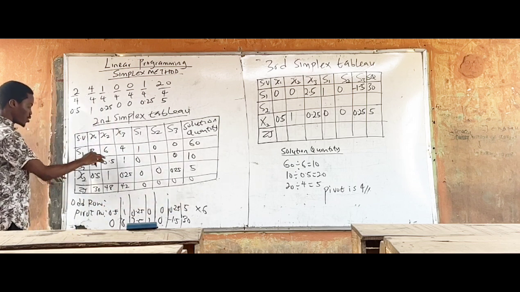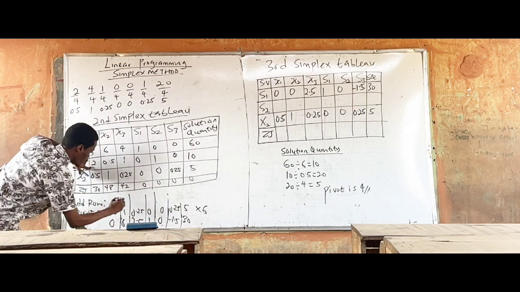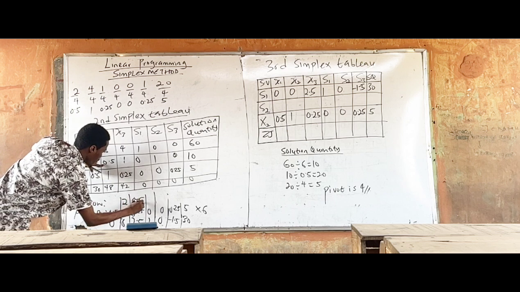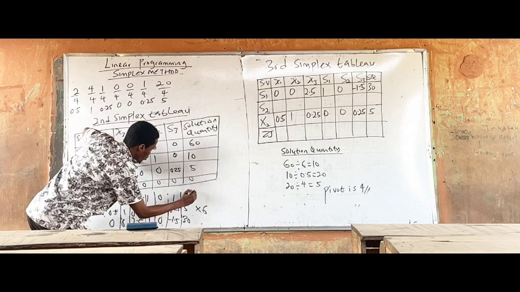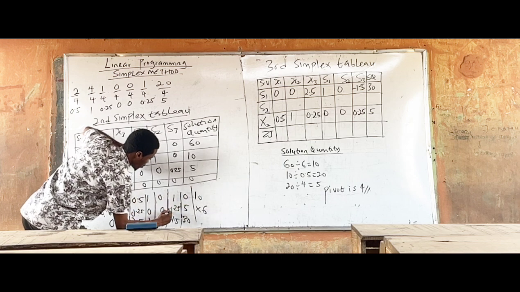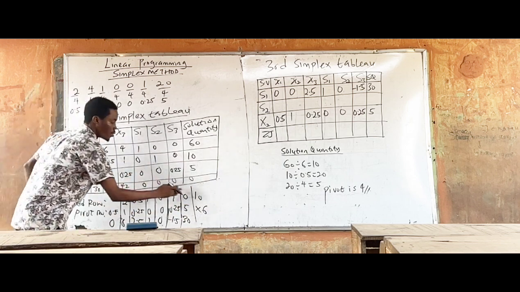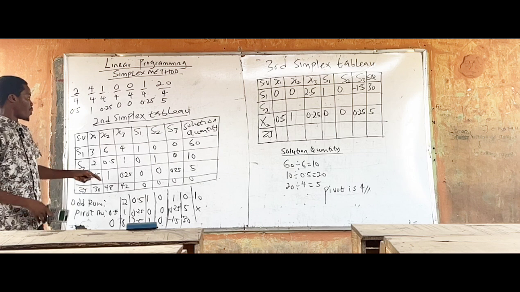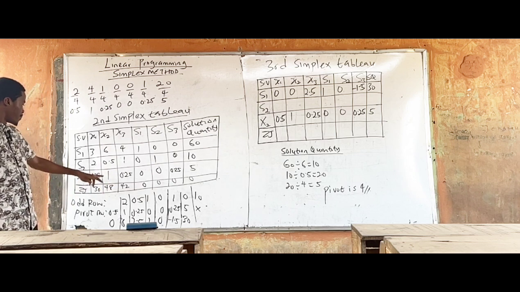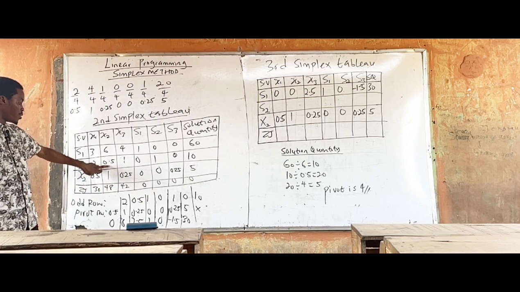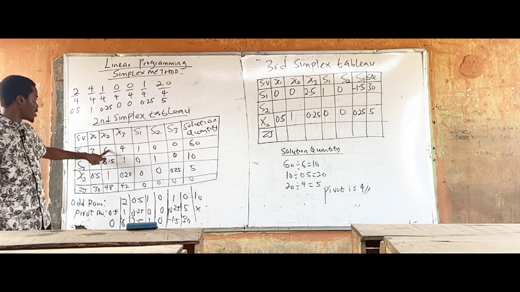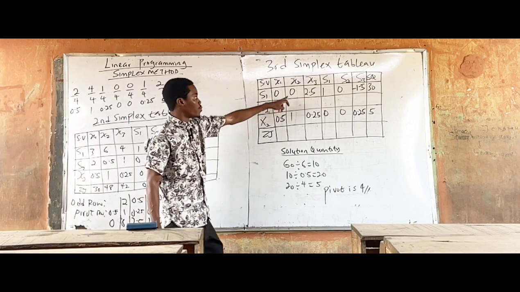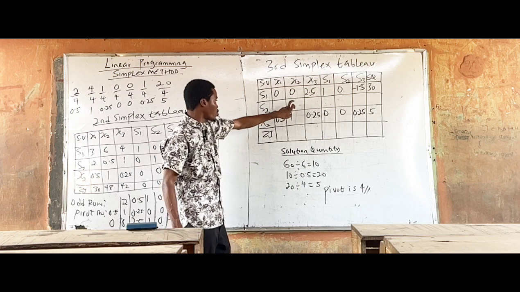My old row for S2 is 2, 0.5, 1, 0, 1, 0, 10. So my target is to make 0.5 as 0. If you look at my x1 here, the element on S2 under x1 is 0. My target is to make it 0. I'll make it 0.